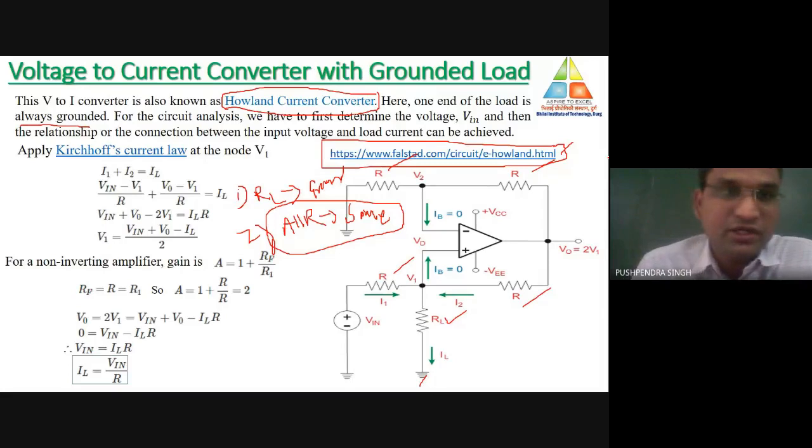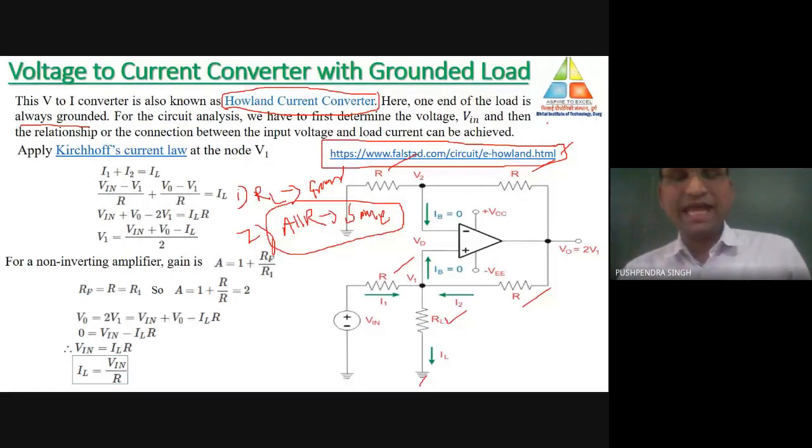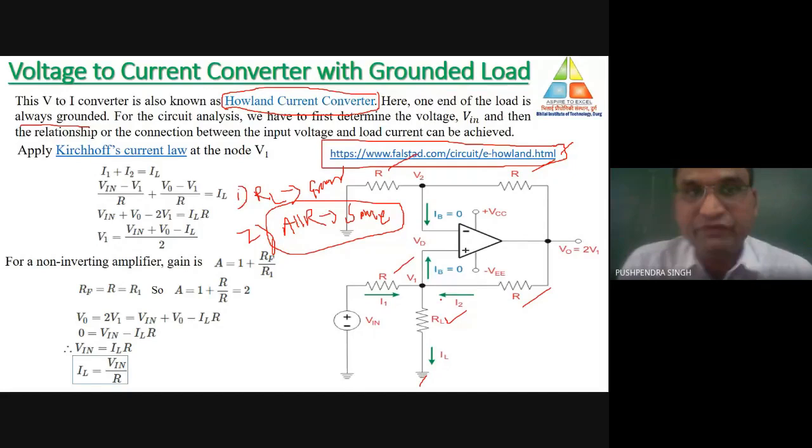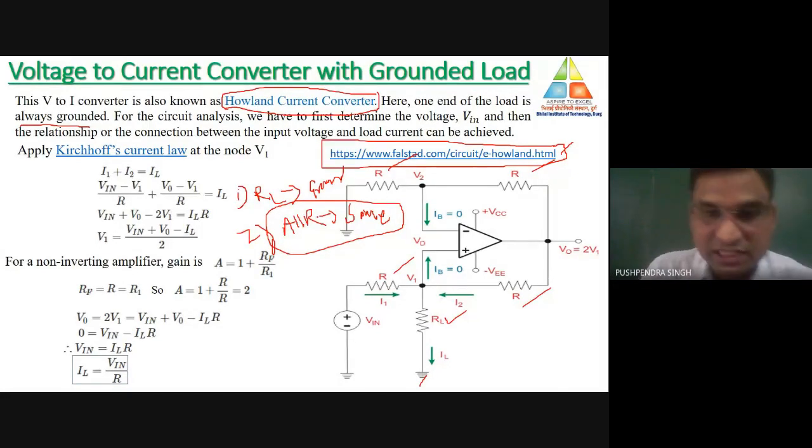Now moving to the calculation or the derivation part of this voltage to current converter. As I told you, we need to generate a relationship between the input voltage and the load current. So our relationship will start with this input voltage and end at the load current. Here is your load current, this is your input voltage, and the intermediate parameter is this terminal. This is your intermediate voltage V1.